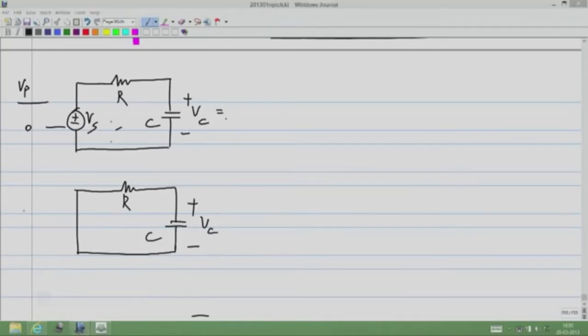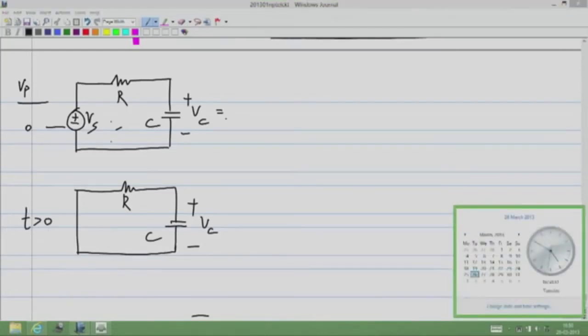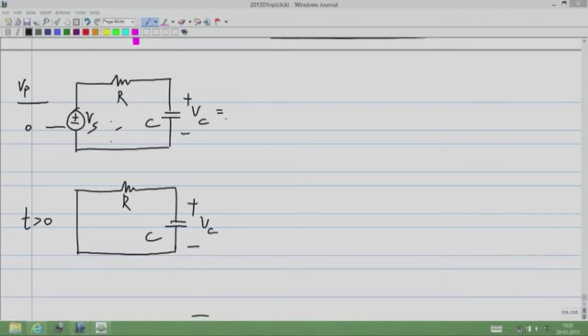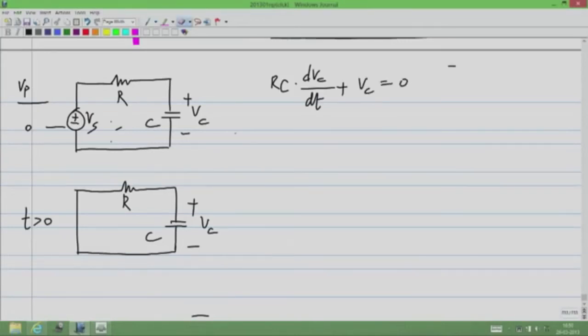Okay. So for t greater than 0, this is the model with Vs set to 0. Now let's see what shape it is. Somebody answered parabola. It turns out it's not a parabola. The differential equation governing this is Rc dVc by dt plus Vc equals 0. Now I will rewrite this as dVc by dt is minus 1 by Rc times Vc.